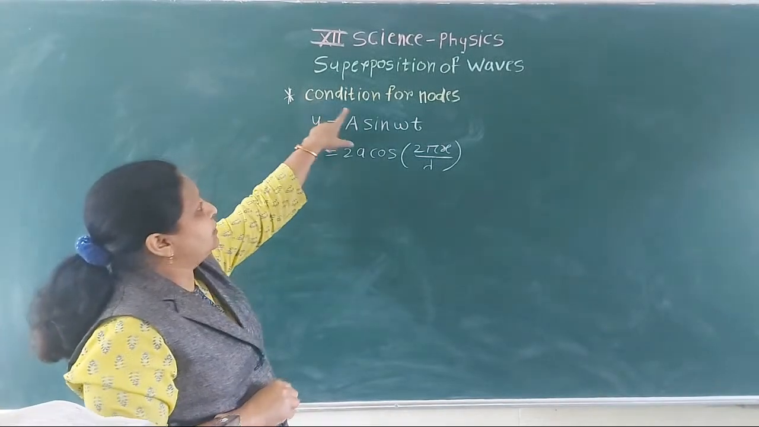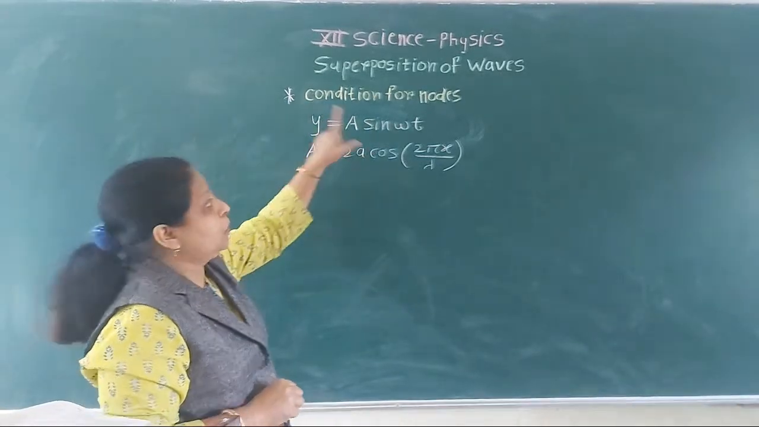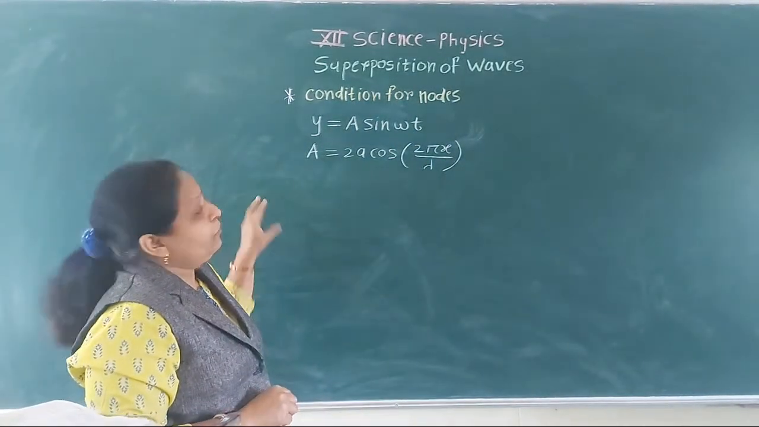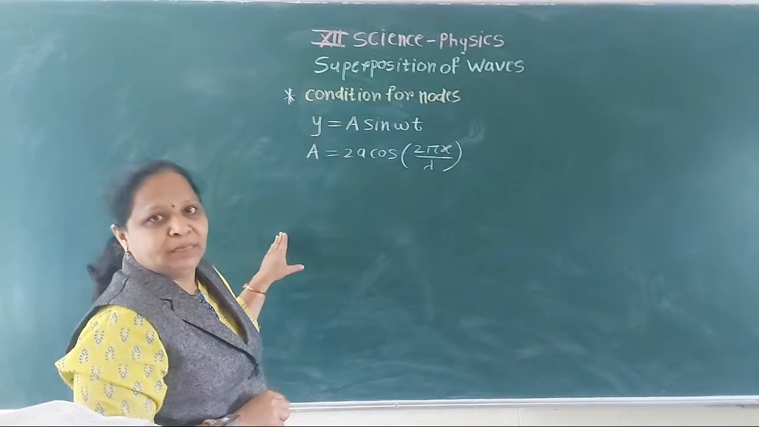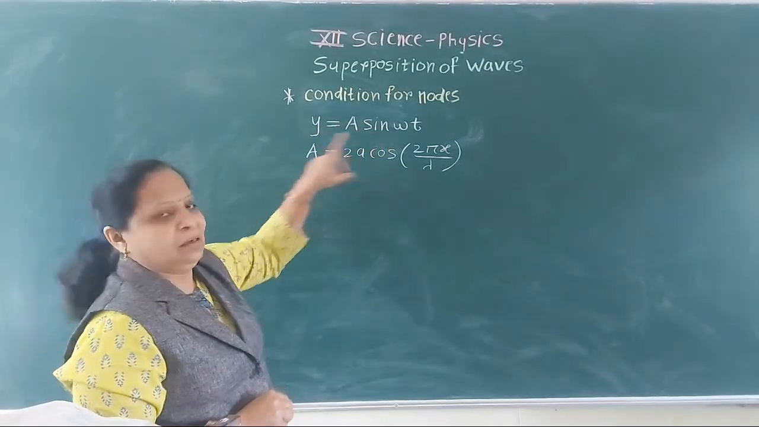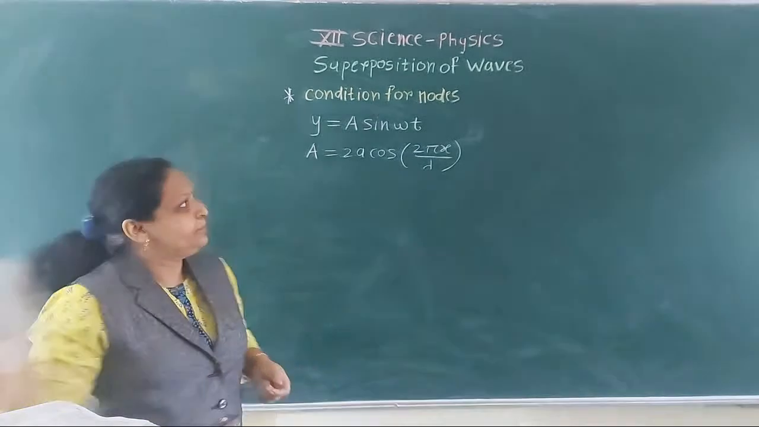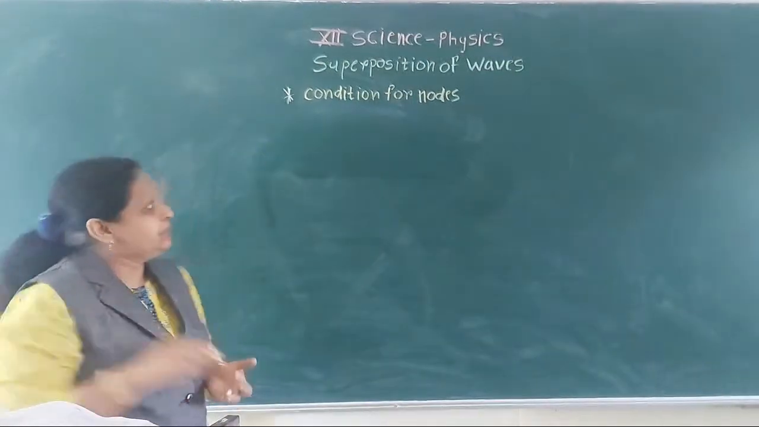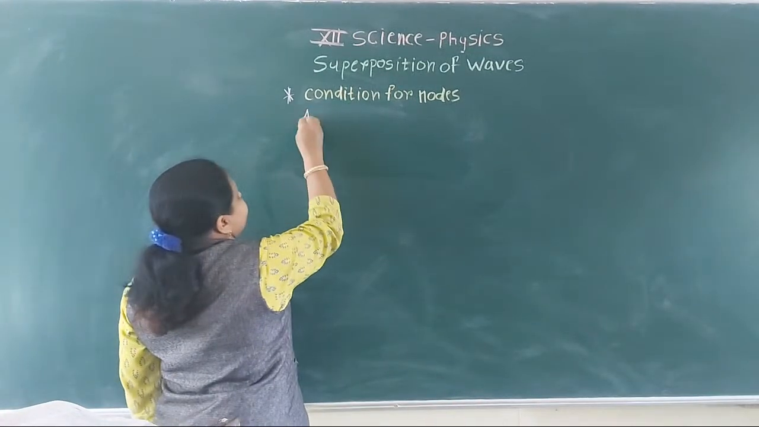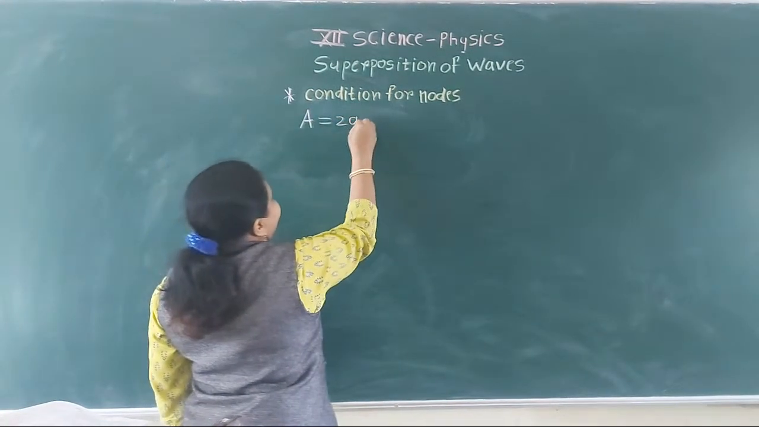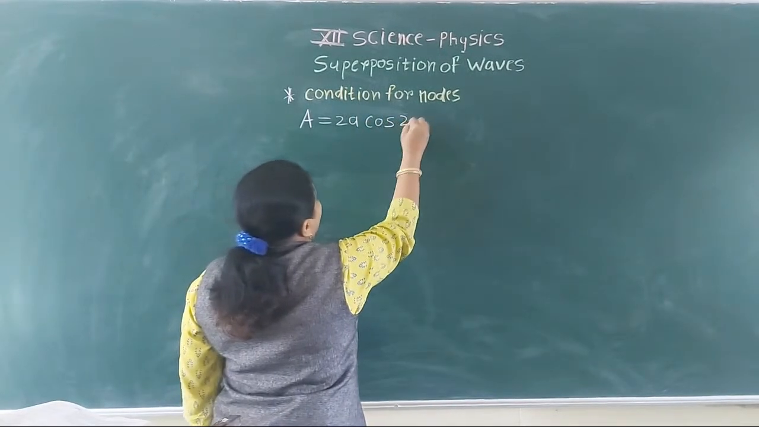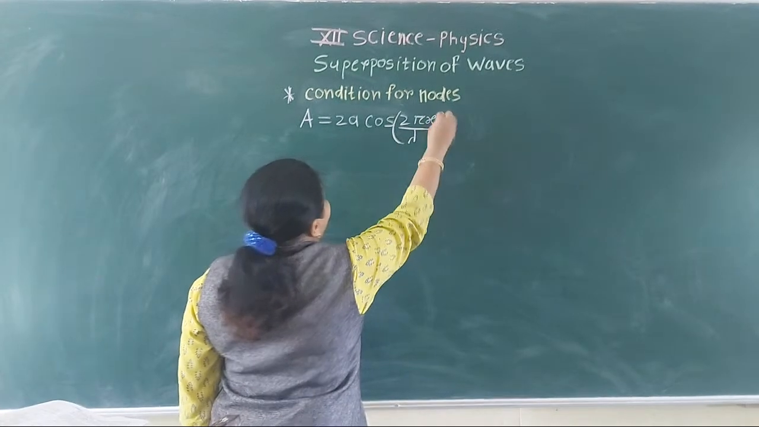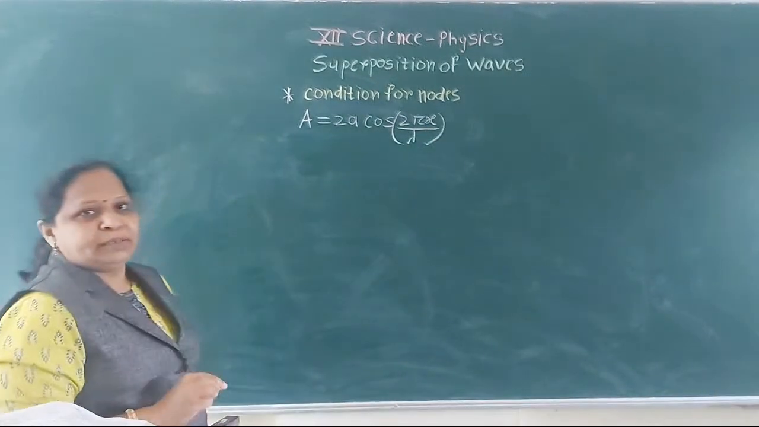Now today's topic is the condition for nodes. Nodes are the points at which the displacement is minimum, for which the amplitude becomes minimum. So what is the condition for nodes? Let us discuss. Now you know the equation of the amplitude: A is equal to twice a cos of 2 pi x upon lambda. It is the equation of the resultant amplitude.